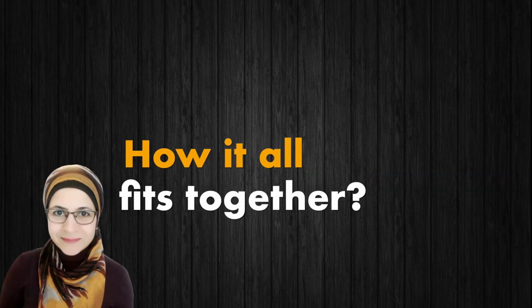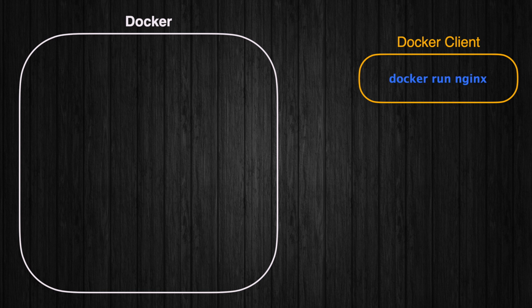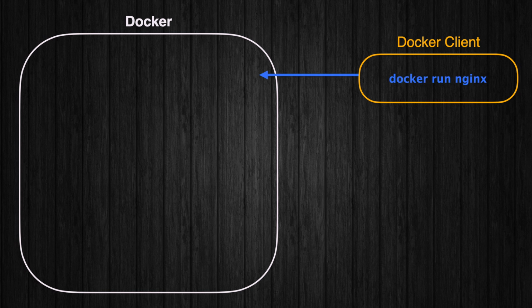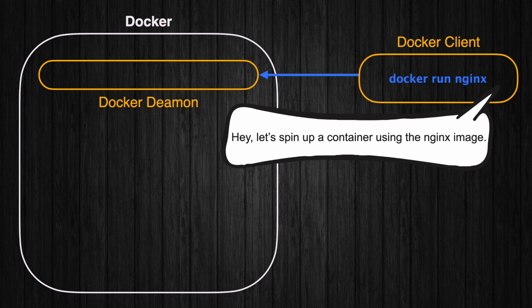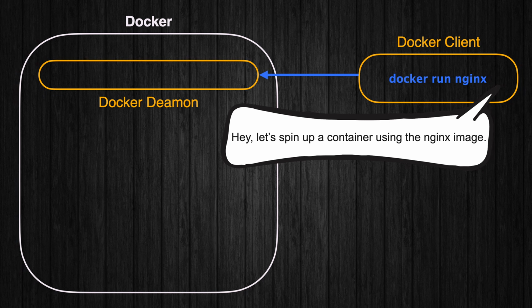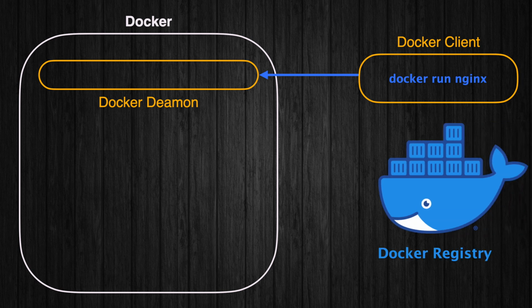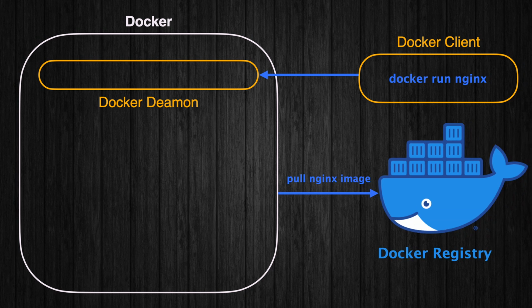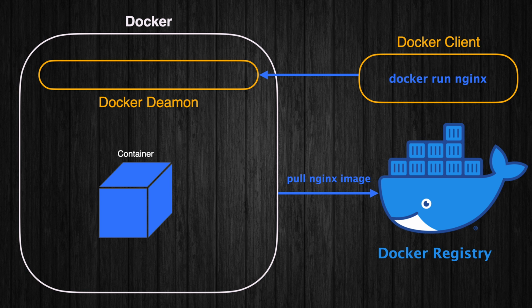How it all fits together. Here is how it plays out. You make a request like docker run nginx. The client tells the daemon, "Hey, let's spin up a container using the nginx image." The daemon checks if it has the image locally. If not, it heads to the registry to grab it. Finally, the daemon sets up and runs the container. Et voila, you are in business.